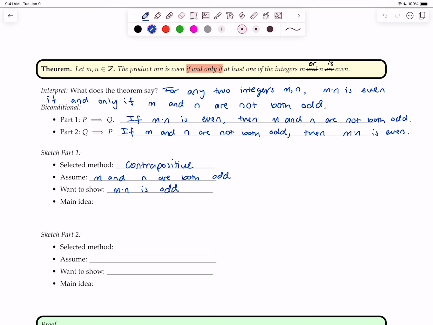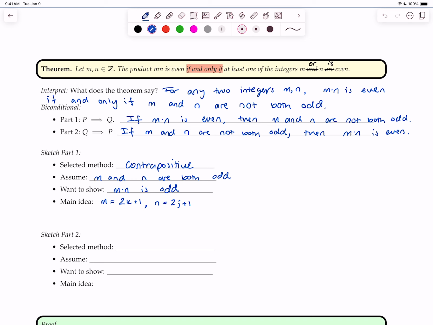Okay, this looks like a nice thing that we can show. We've got two odd things. We want to multiply them, show they're odd. I think this is something we've done last week. So with the main idea, well, if M and N are odd, so we would get M is like 2k plus 1, and maybe N is 2j plus 1.